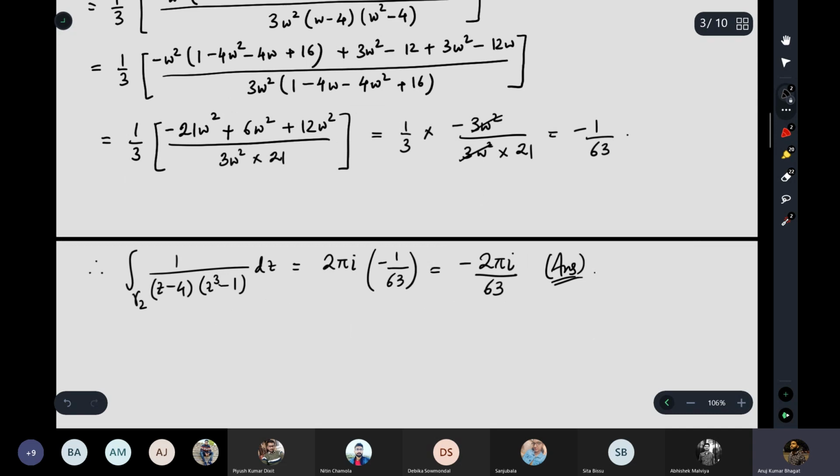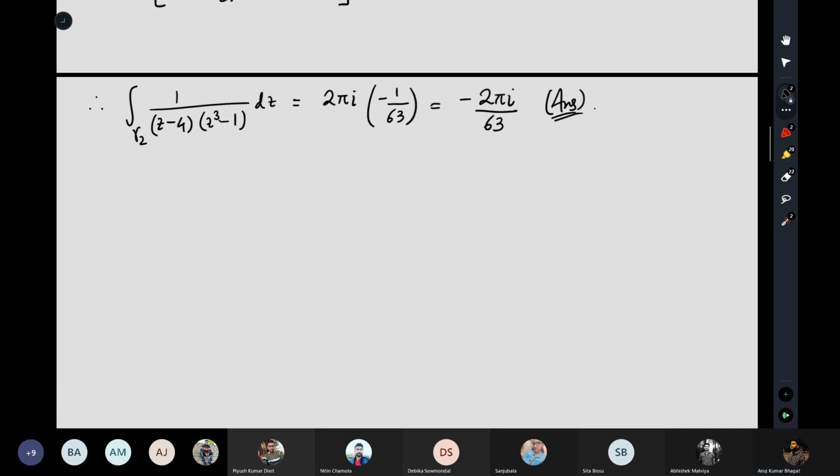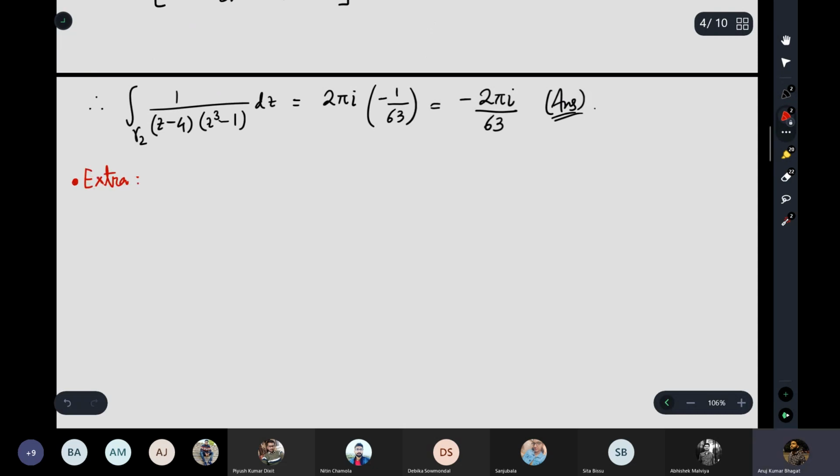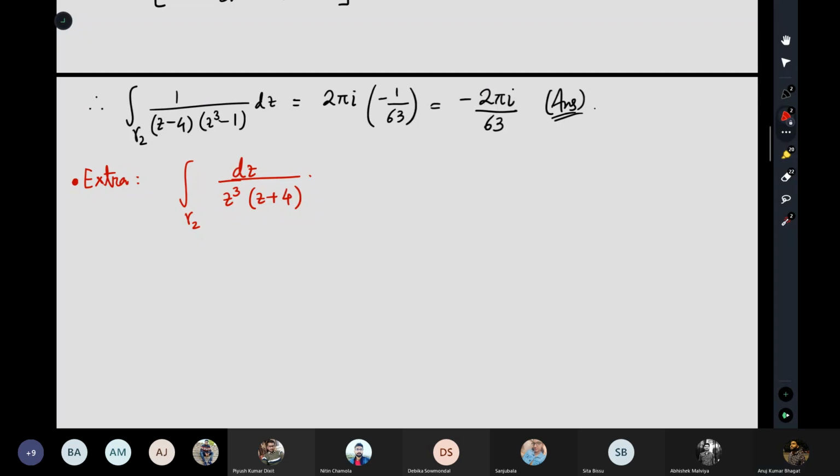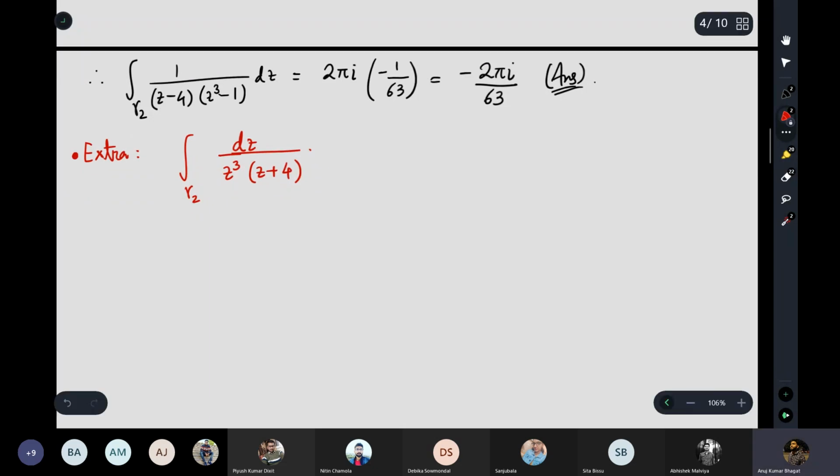Okay. Now, before going to the third question, I want to discuss a question with you all. So I am giving you a question. This is gamma 2, and according to the question, the integral is dz by z cube times (z plus 4). Can you tell me what are the singularities of this function?